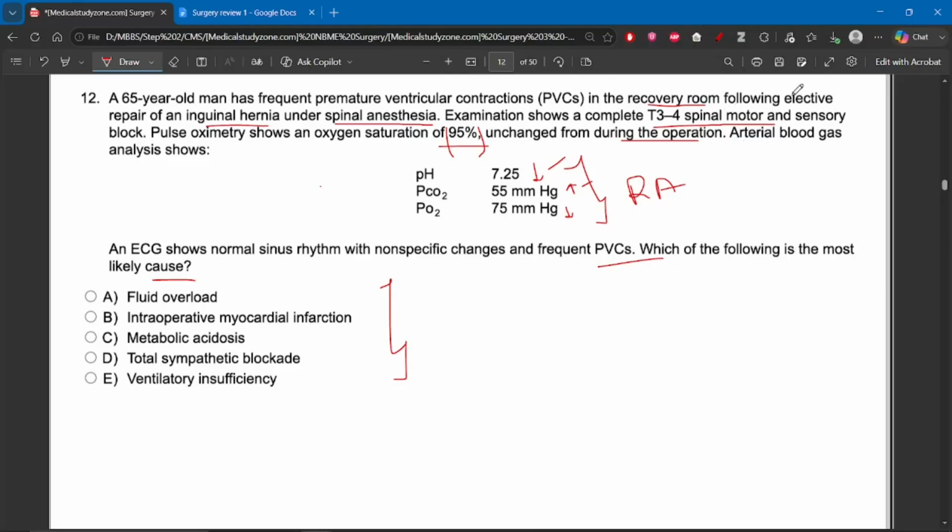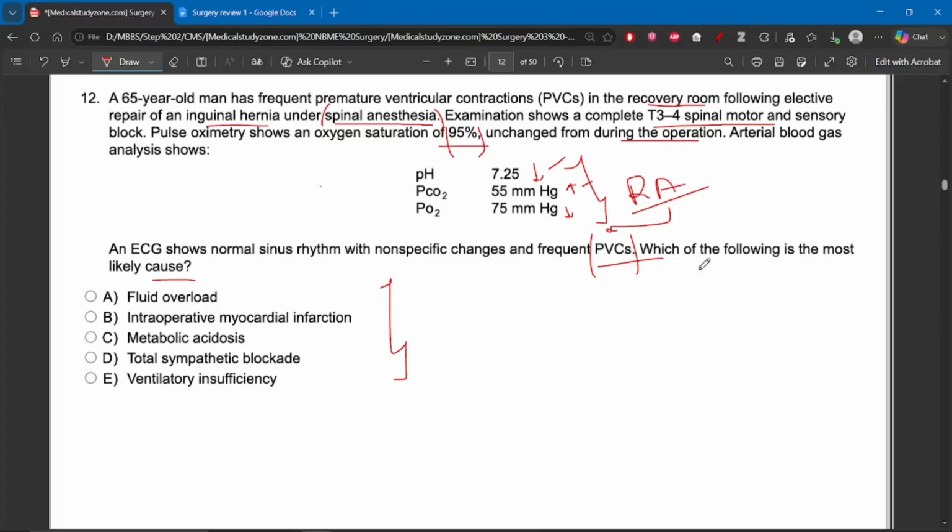He is in the recovery room following an elective repair, under spinal anesthesia. Now, a patient that is having respiratory acidosis and is having premature ventricular contractions, you need to know what is the connection between both of them, right? What is connecting both of these?